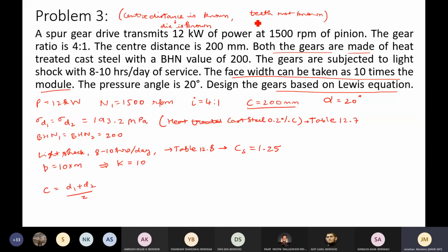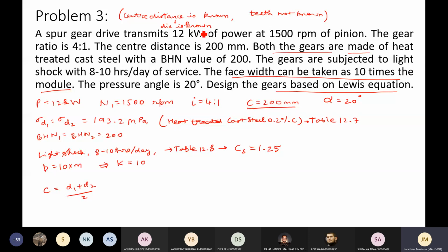But does it mean we can directly go to the table and select a number of teeth? It need not be true, because it has to match for all those other parameters of speed, center distance, and the kilowatts of power it is transmitting. So it is not that easy.